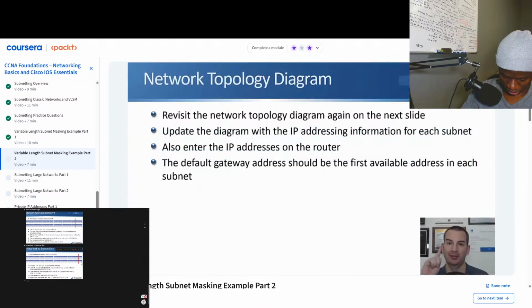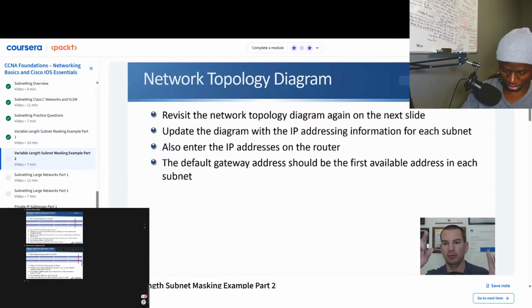Okay, one more thing that I want you to do. I want you to have a look again at the network topology diagram that you saw at the start of this lecture. You don't need to scroll back, I'm going to put it up on the next slide. Then what I want you to do is get a piece of paper and a pencil, and I want you to draw the network diagram, but this time I want you to include the networking information, the different subnets that we just figured out.